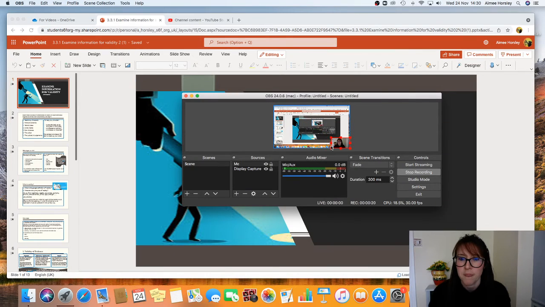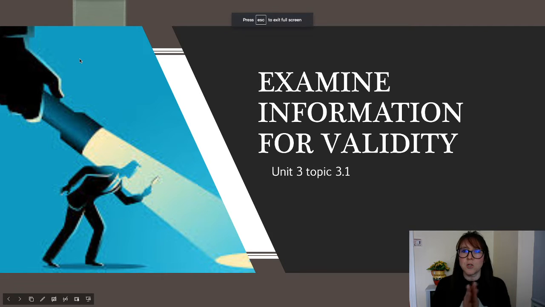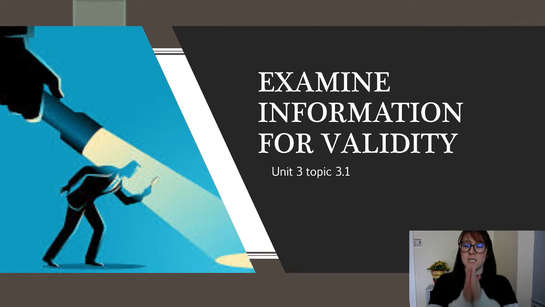This one is for Unit 3 and we are now venturing into 3.1, our penultimate topic. You're nearly there. So this is a really good one. It's also worth quite a few marks, so this is an important one. It is examine information for validity. There are a number of things you need to do within this and make sure that you do in order to get your marks, and we're going to go through that very, very carefully. So topic 3.1, part of unit 3.